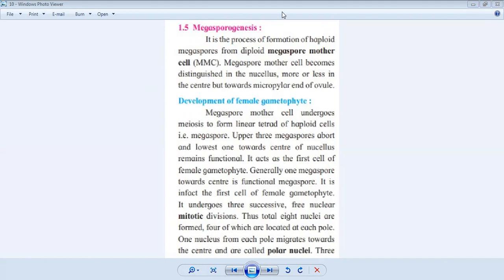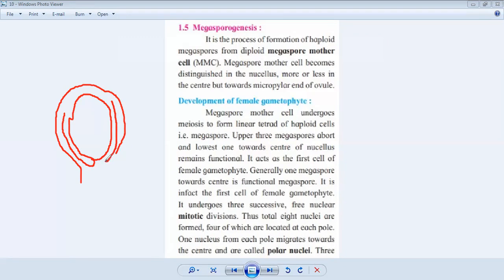If we go through the micropylar end of the structure of the anatropous ovule, inside this ovule there is the presence of nucellus, and at the base of this nucellus there is the micropylar end. Inside this micropylar end there is the presence of some cells.